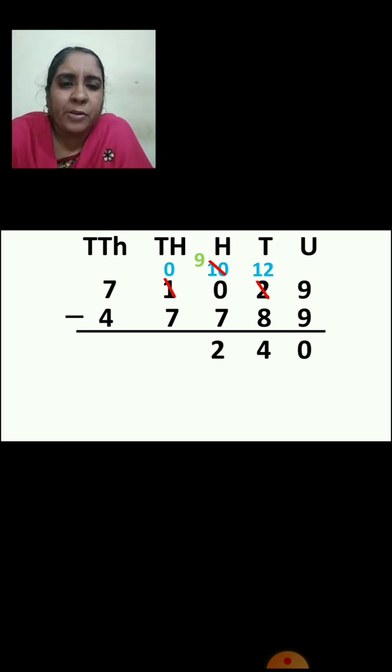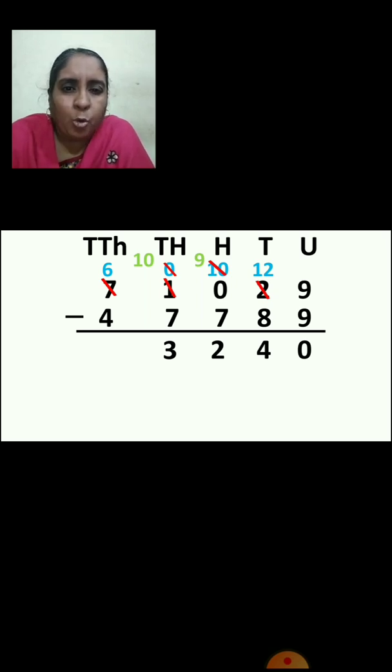Now we will go to thousands place. Now you cannot subtract 7 from 0. Right? So you have to go to 10,000s place to borrow. So you will cut 7. 7 minus 1, what will come in 10,000s place? 6. Now you can take 1 to thousands place. So you will cut 0. And what will come in thousands place? 10. Now 10 minus 7 will be how much? Yes, 3. Now we will go to 10,000s place. 6 minus 4. How much is it? 2.